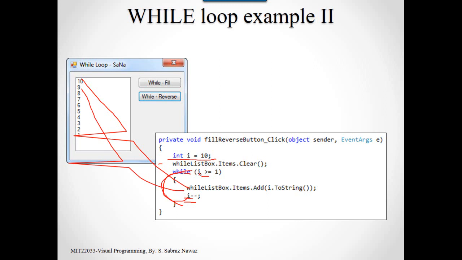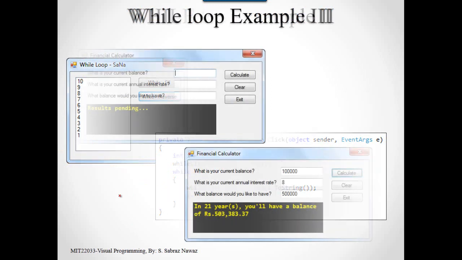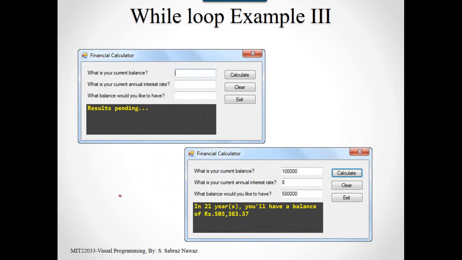So it is tested. Yes, it is true. 1 is also added. After adding 1 like this, it becomes 0. So it goes here with 0. 0 greater than or equal to 1, it is false. Then it jumps out. So this is how the while loop works, and we will see another example on the screen. This is a practical example.